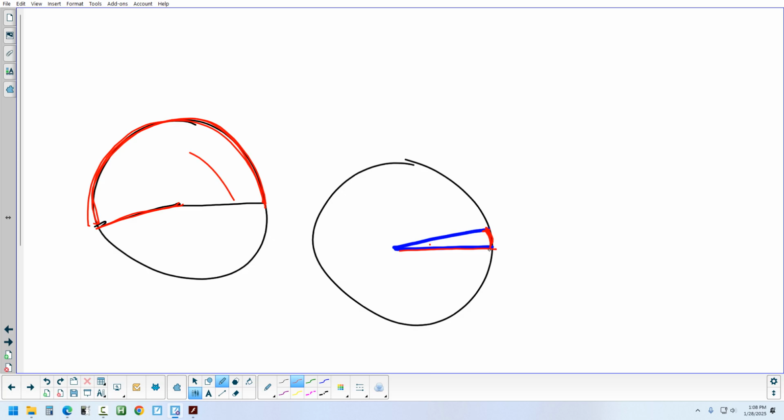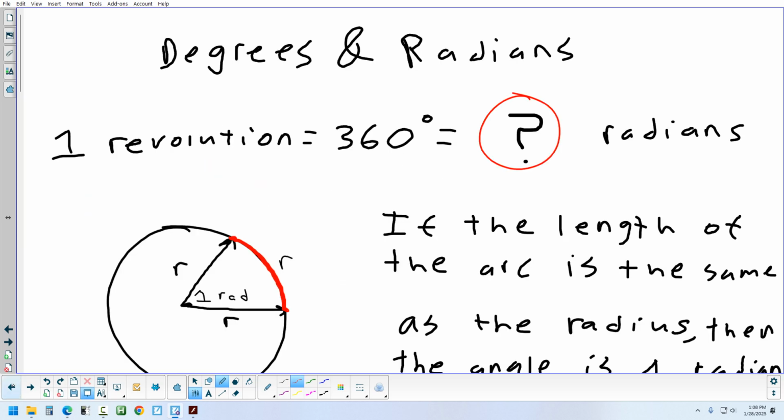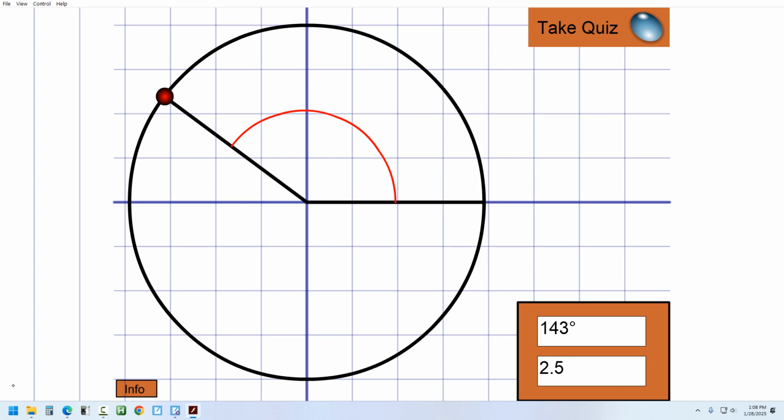What would that be? We don't know. It wouldn't be 1 radian. So you can have more or less than 1 radian, right? Yeah, just like you can have more or less than 90 degrees. You can have 91, you can have 87. It would just be like 1.5 radians. Yeah, you can have decimal radians.